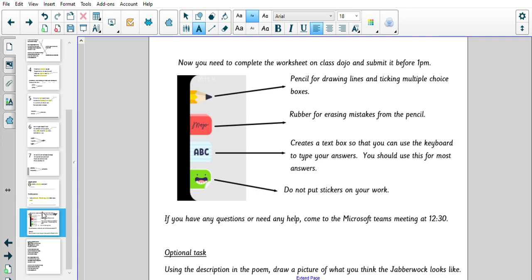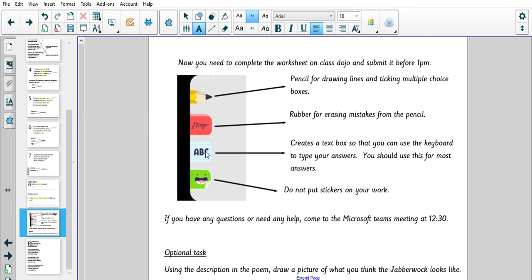But if you're on a tablet or a phone, it does look slightly different when you've downloaded the app. So for those of you that are using a tablet or a phone, these are the things that you've got at the side of the worksheet to help you. So the first one is a pencil for drawing lines and ticking multiple choice boxes. The second one is a rubber for erasing mistakes from the pencil. So if you draw a line and you realise that it wasn't in the right place, you can rub it out using the rubber.